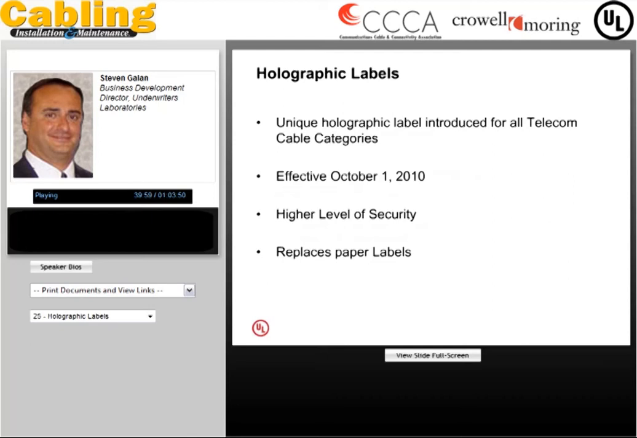So the box, the reel, the smallest unit container, etc., is required to bear the UL holographic label. It's a unique label that was introduced for all telecom cables and was effective in October of 2010. These holographic labels offer a much higher level of security over the paper labels which they replaced. Now, the holographic label, just for reference, is in addition to any technical or engineering information which a cable producer may want to include on their packaging. For instance, the type designation, gauge, pair count, temperature ratings, etc.